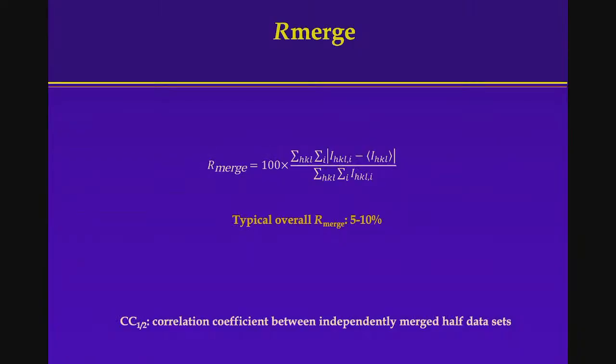So R-merge essentially is, if you have more than one measurement for each reflection, a measurement of how precisely they agree with each other, as a percentage value. Typically 5 to 10% is what we observe in our data set.